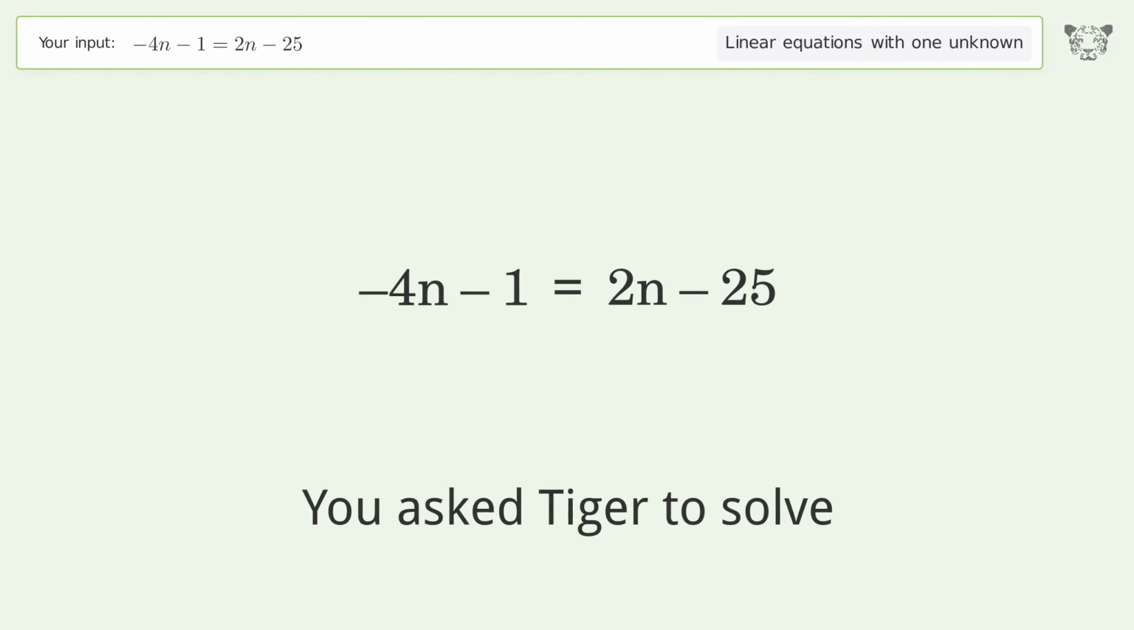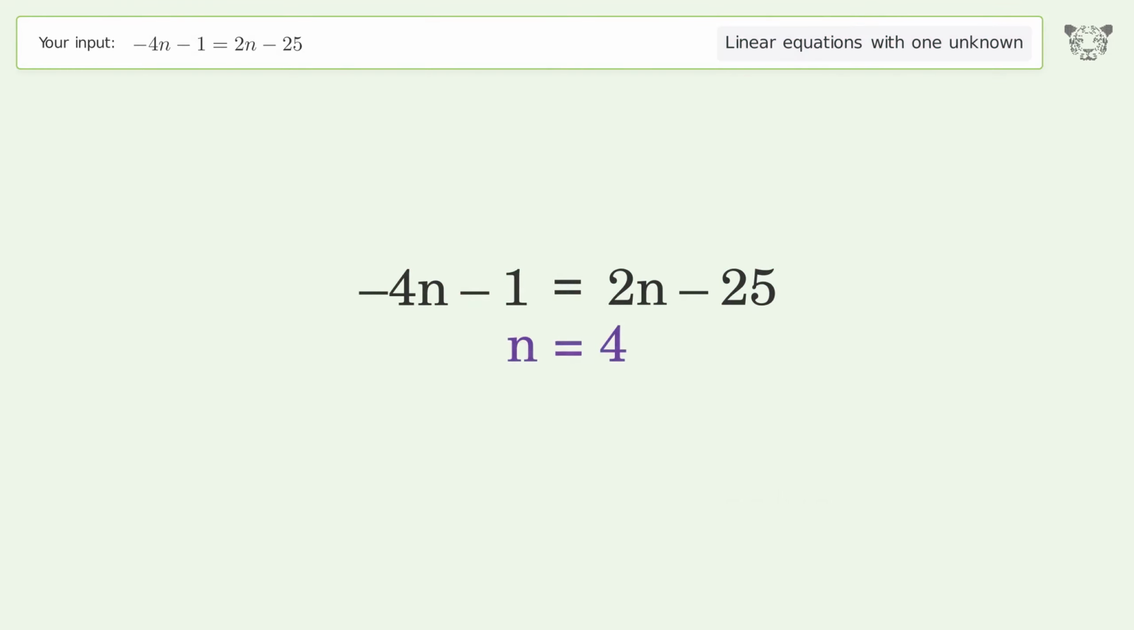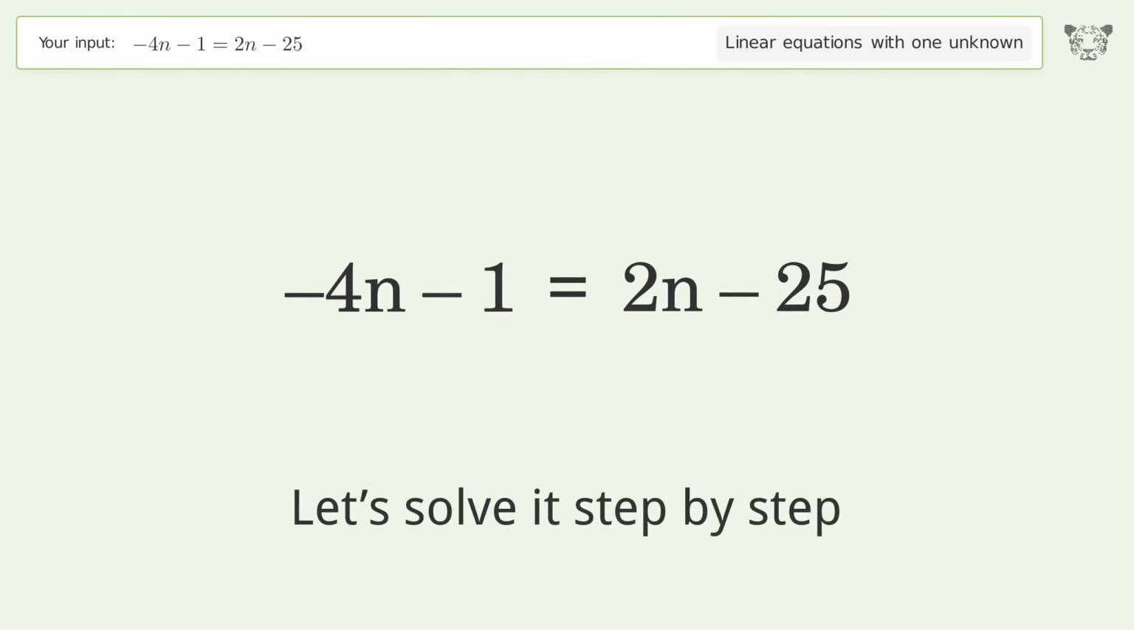You ask Tiger to solve. This deals with linear equations with one unknown. The final result is n equals 4. Let's solve it step by step.